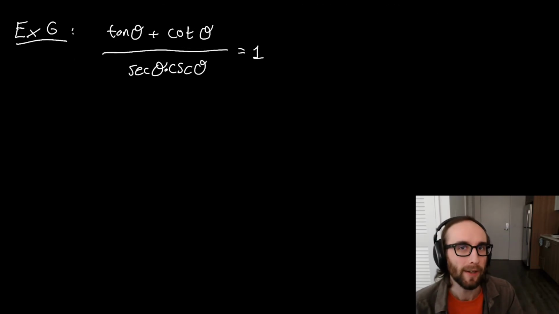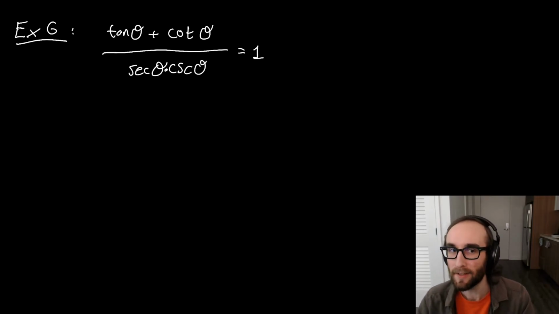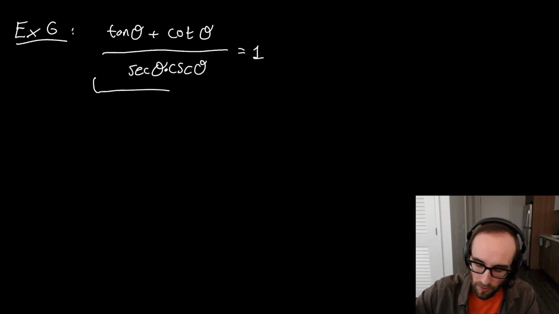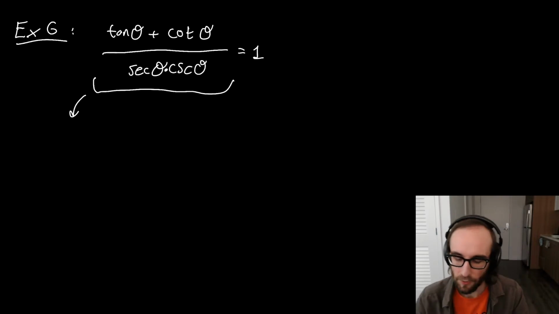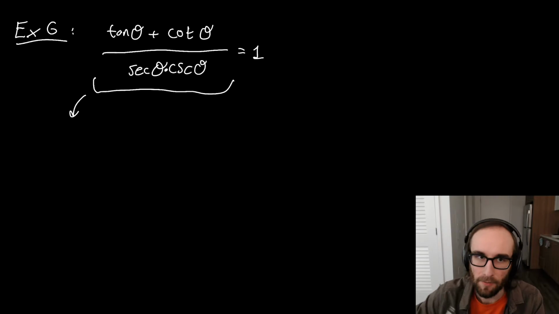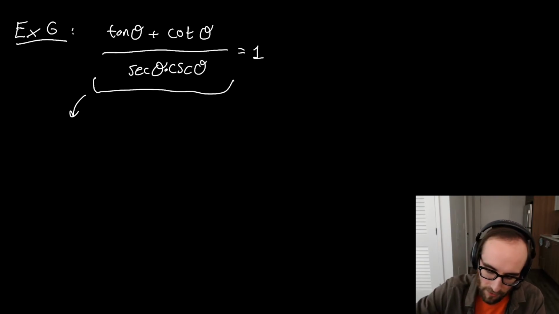Okay, so let's take a look at example 6 from that same section. Here we have tangent of theta plus cotangent of theta all over secant of theta times cosecant of theta is equal to 1. So we're trying to show that this left side is equal to 1. Let's start off by switching these to sine and cosine. Maybe that'll help us see some connections between the numerator and denominator. So tangent is sine theta over cosine theta.